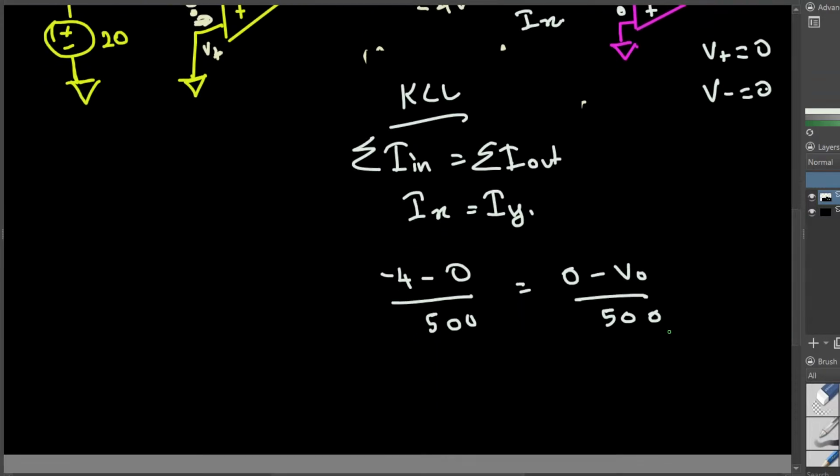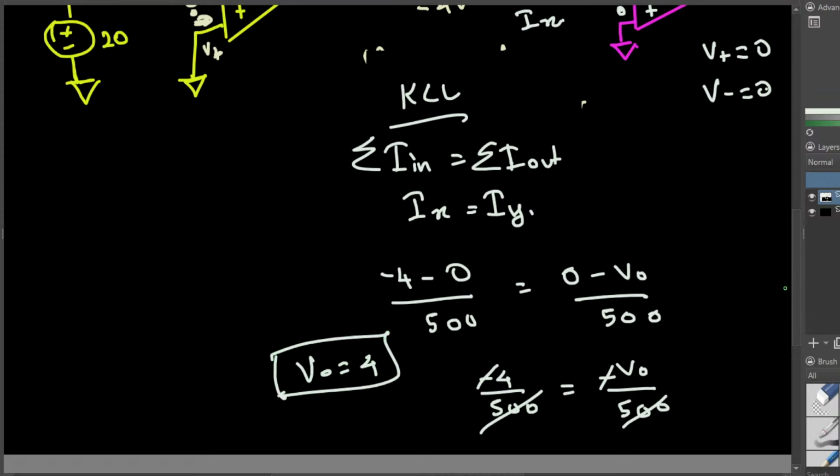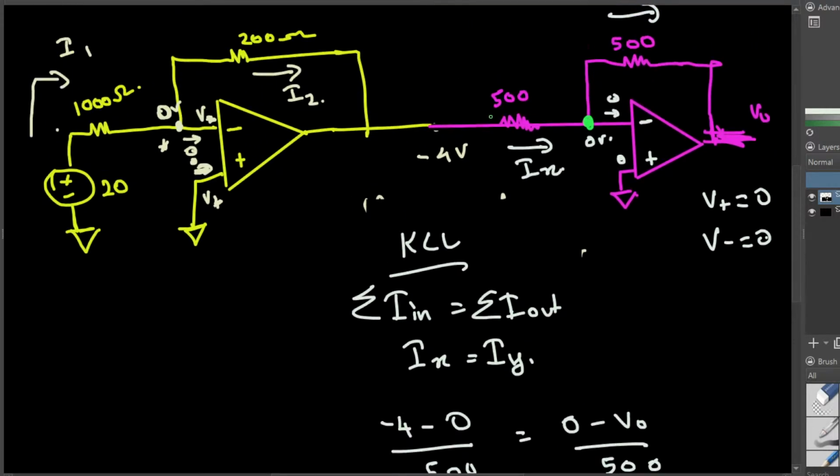Now we are trying to solve for VO. This is minus 4 divided by 500 and this is minus VO divided by 500. We can cancel these two negatives and the 500s cancel each other. We get VO equal to positive 4. That's how we can change a negative voltage into a positive voltage using another op-amp. When you're doing that, you have to make sure these two resistances have equal value. If you have a different value, the output value is going to change. That's all you have to know.